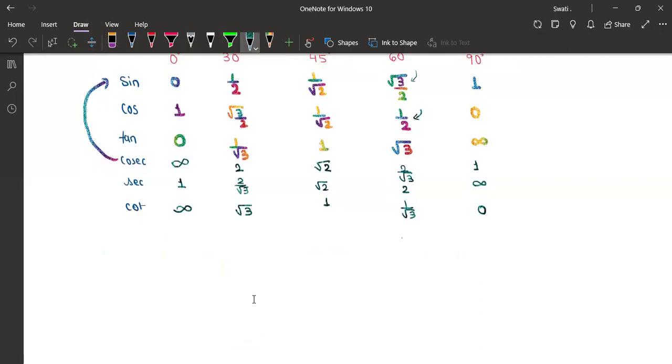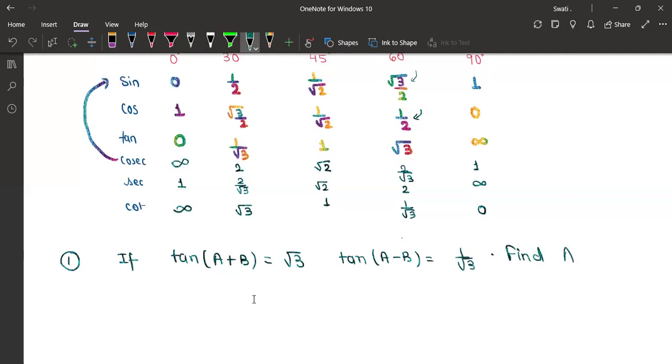Okay, so the question is, if tan of A plus B is given as root 3 and tan of A minus B is given as 1 by root 3, you have to find the value of A and B. It's a very simple question. First, whatever is given, Manya, you are going to write down. So you'll be writing tan A plus B equals root 3. That is given in the question. Below that, you will write down tan A minus B as it is.